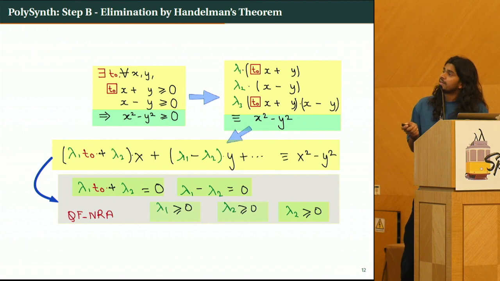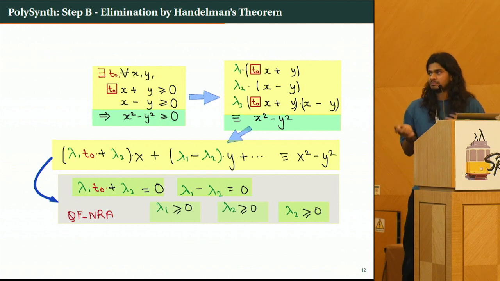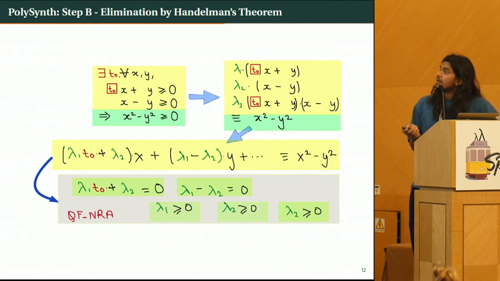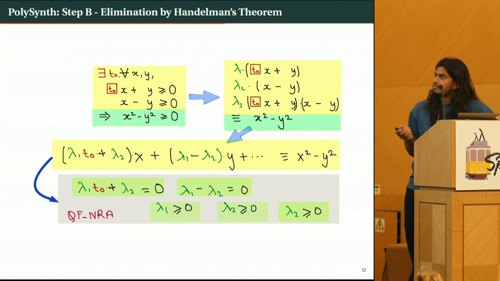Again, I do the same thing. I equate the coefficients on both sides after simplifying, and I get a set of constraints which are quadratic. This is, again, QF_NRA. Now I can again use an SMT solver to solve this, and SMT solvers are fast on this compared to when we have alternation.